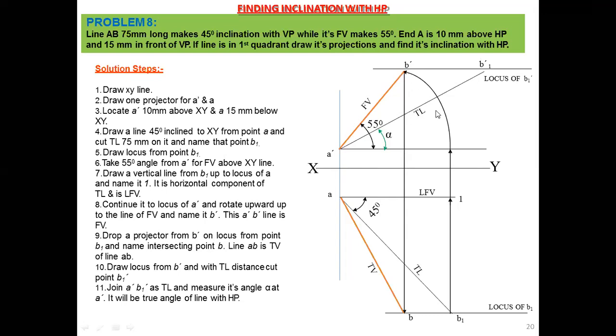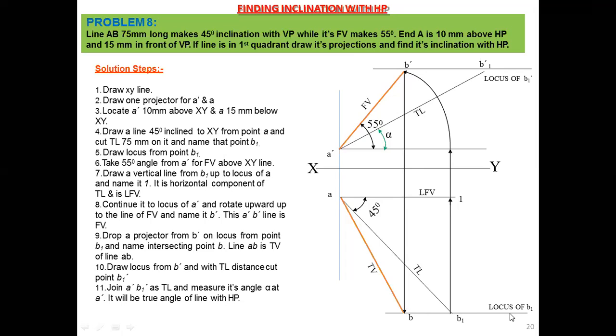Where this arc and this front view line meet, that will be B dash, and the locus of this line will be the locus of B dash. Then what you need to do? From here, draw a straight line. See this down arrow, he has given, right? See these arrow marks. So draw the straight line.